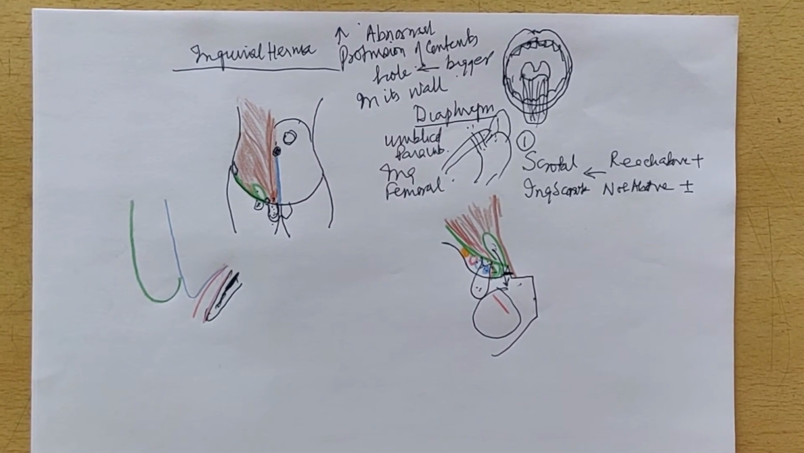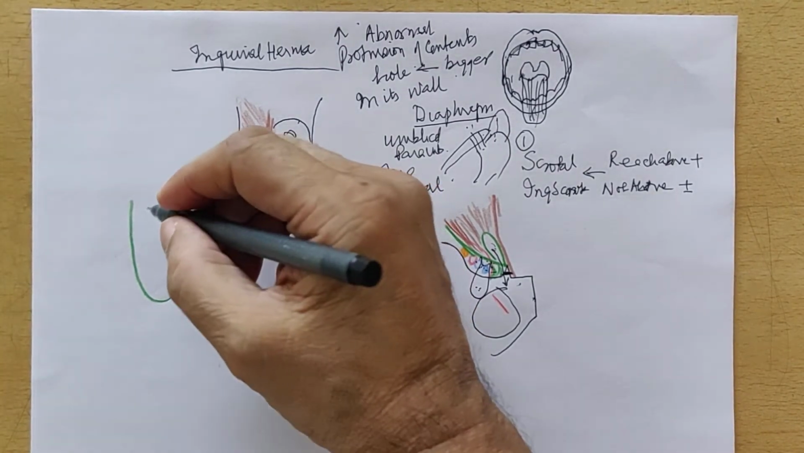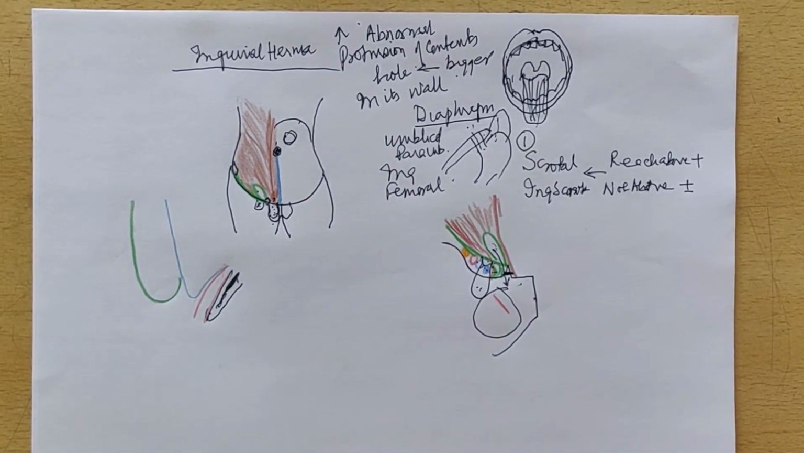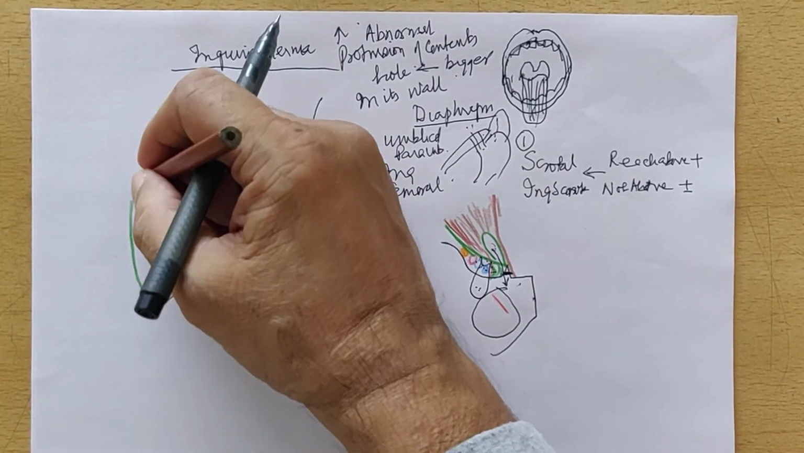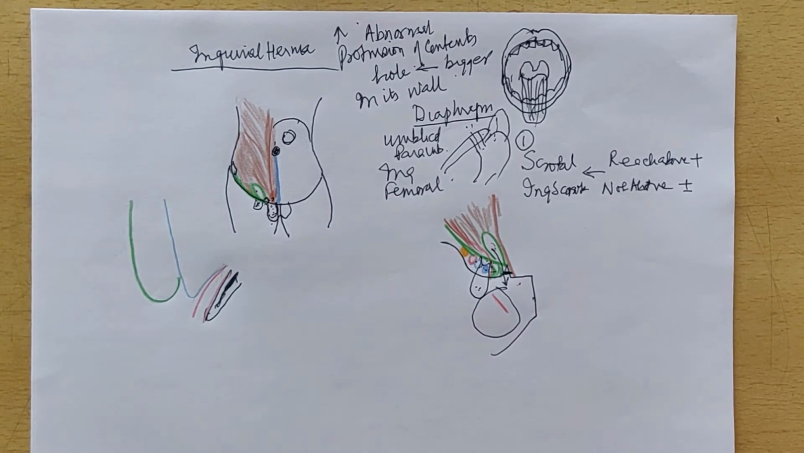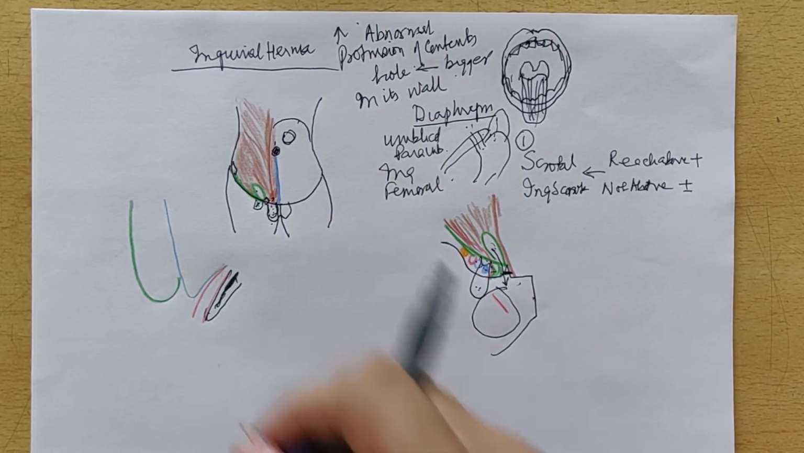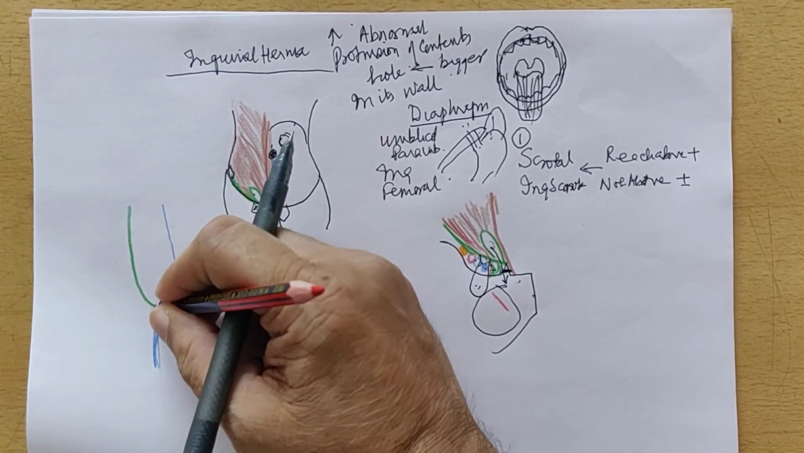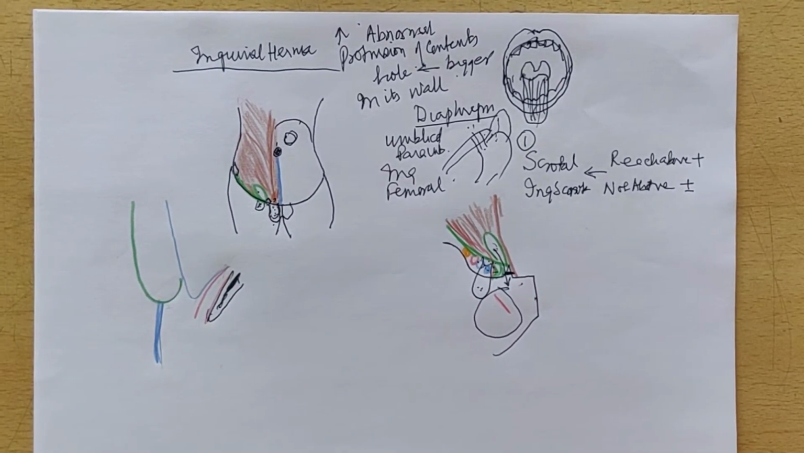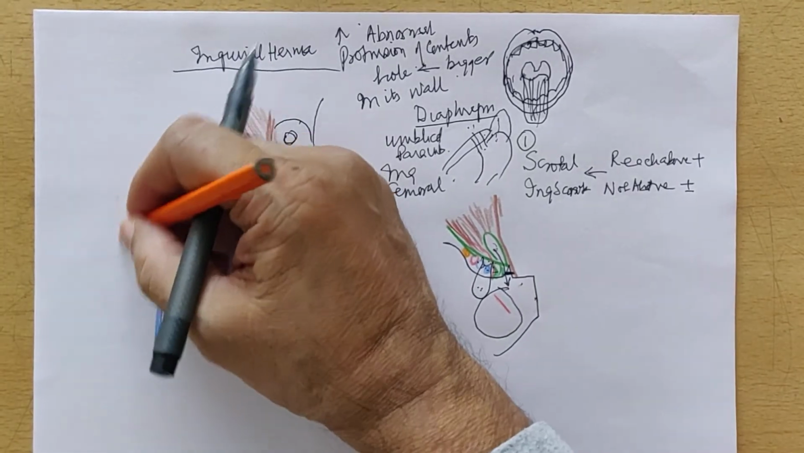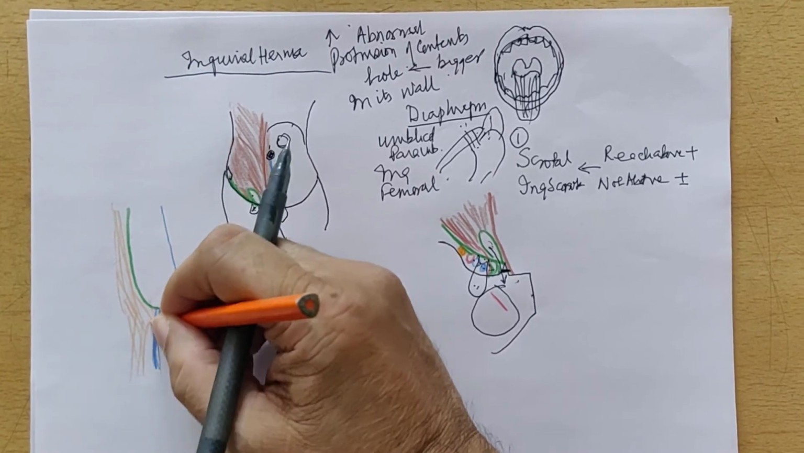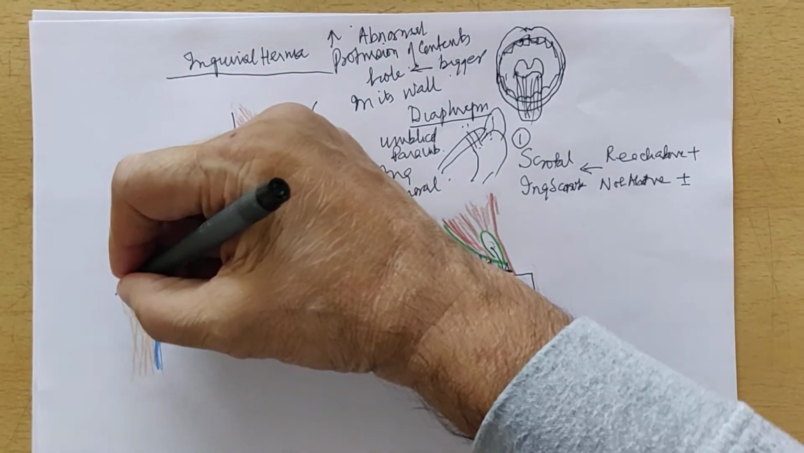So now this gutter formed by fascia transversalis is converted into fascia transversalis on one hand and the inguinal ligament on the other, to which is attached the deep fascia of the thigh. Okay, and this is the skin and the subcutaneous tissue, and this is the subcutaneous tissue of the thigh, and here you have the skin.